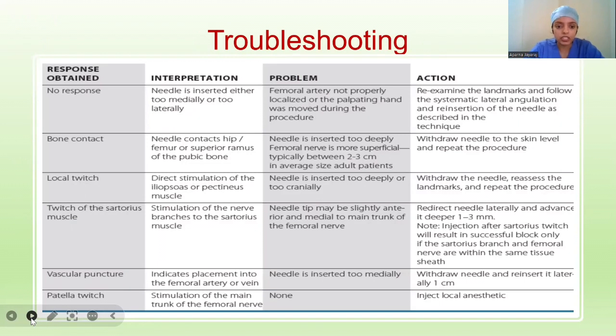If you see a local twitch, it is usually due to the direct stimulation of the iliopsoas or the pectineus muscle. That means the needle is too deep and too cranial. So you withdraw, reassess the landmark and repeat the procedure.